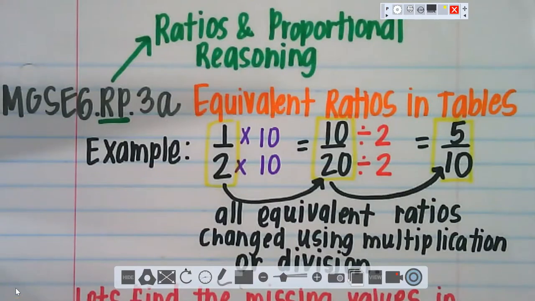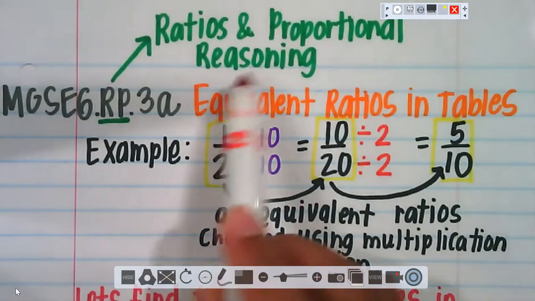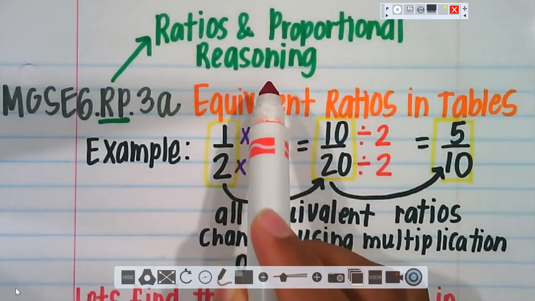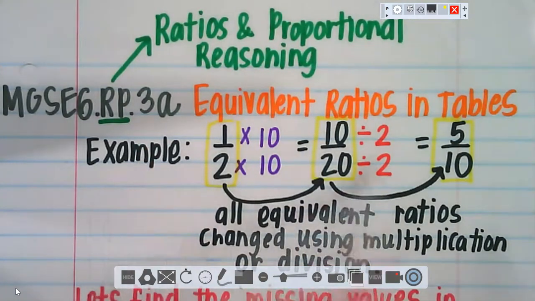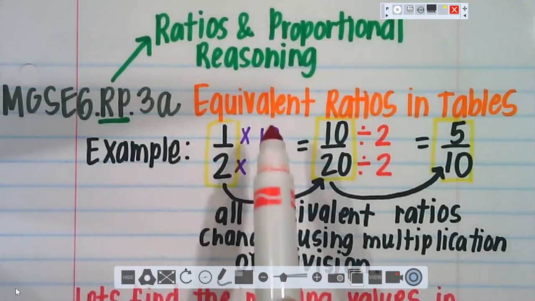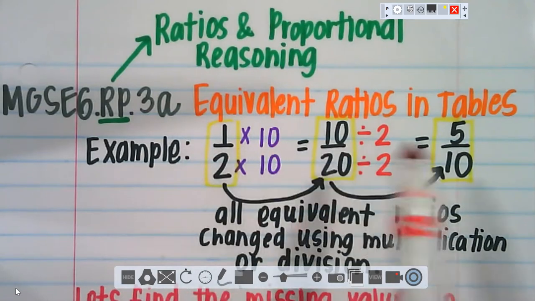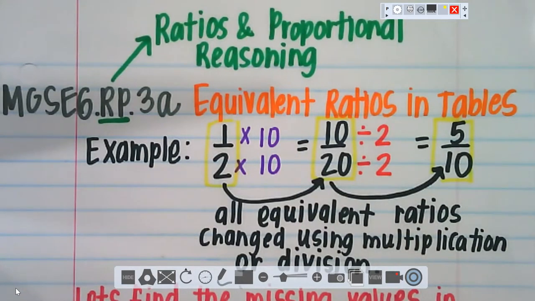Right, we are continuing our notes on our ratio and proportional reasoning unit. We are on unit 2, and we are on the standard that is talking about equivalent ratios in a table. So equivalent ratios in a table are very simple. We can relate this to our equivalent fractions.